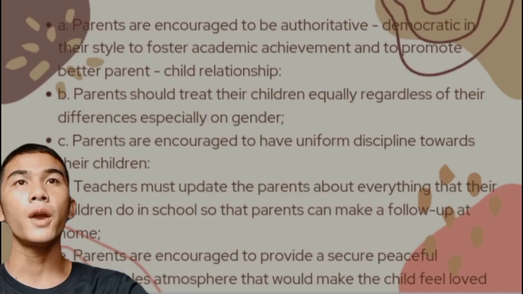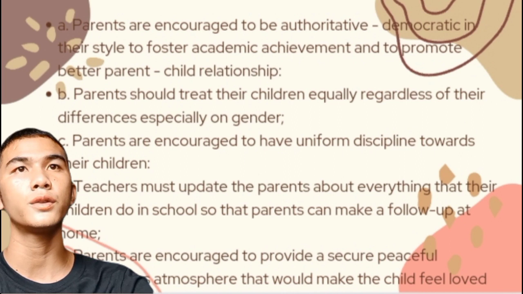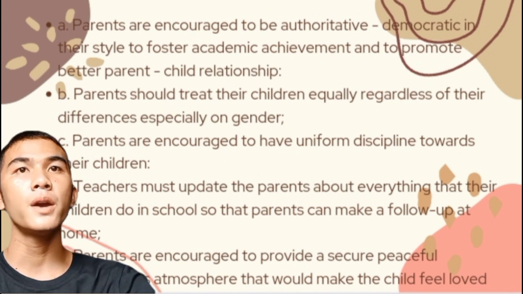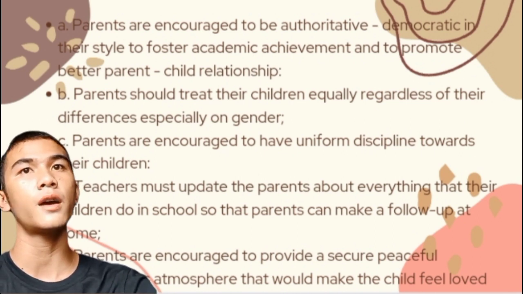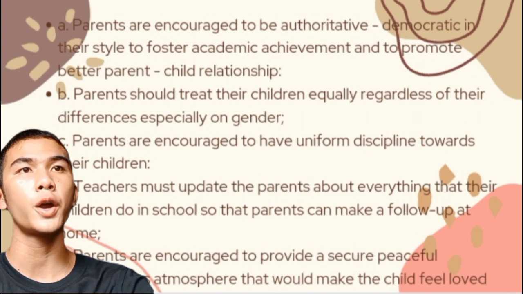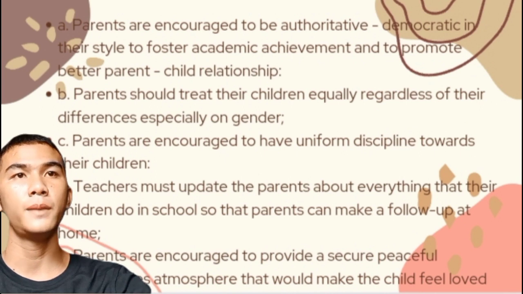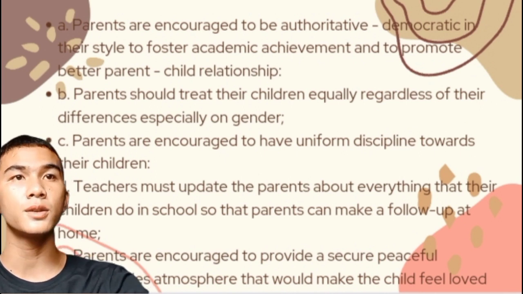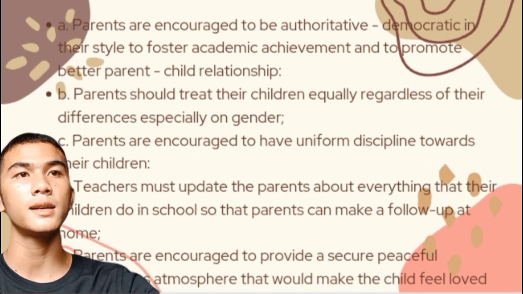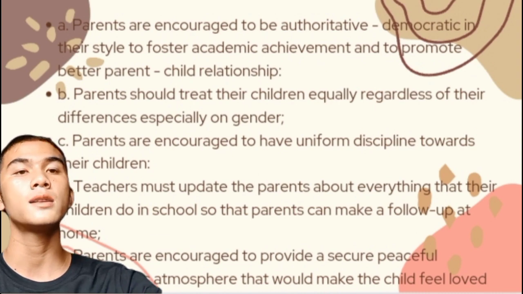Parents are encouraged to be authoritative, democratic in their style to foster academic achievement and to promote better parent-child relationship. Parents should treat their children equally regardless of their differences, especially on gender. Parents are encouraged to have uniform discipline towards their children. Teachers must update the parents about everything that their children do in school so that parents can make a follow-up at home. Parents are encouraged to provide a secure, peaceful, comfortable atmosphere that would make the child feel loved and supported.